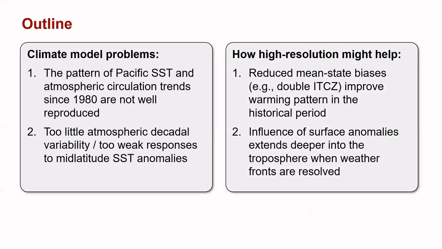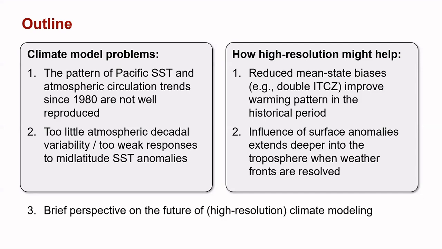So showing that reduced mean state biases, such as in the double ITZ, might help you get this warming pattern correct. And then showing how this vertical coupling by resolving atmospheric fronts might help to get these responses to SST variability in the mid-latitudes that then gives you also decadal variability in the atmosphere. I'll end with a bit of a brief perspective on the future of high-resolution climate modeling and what we can take away from this.